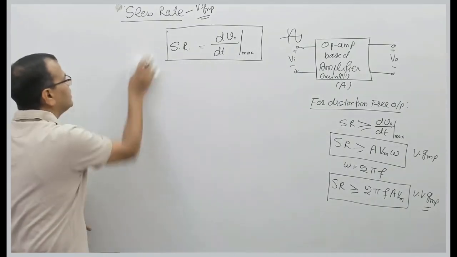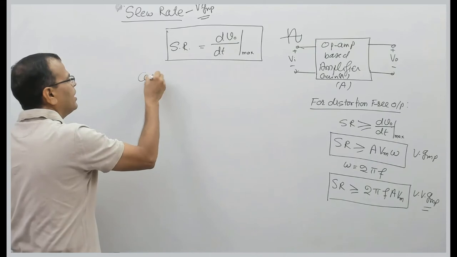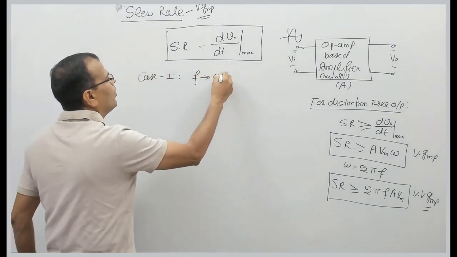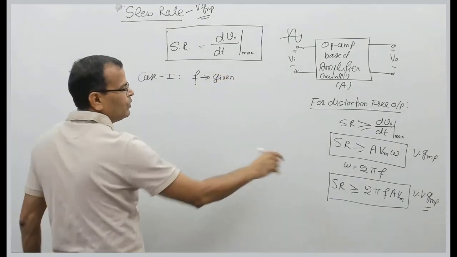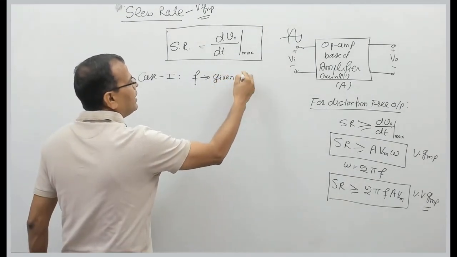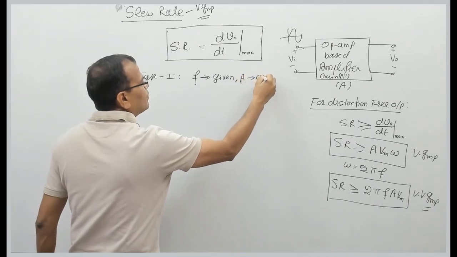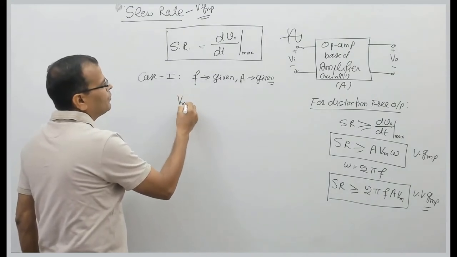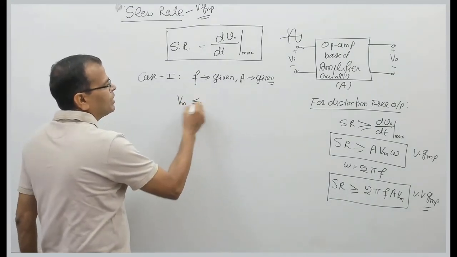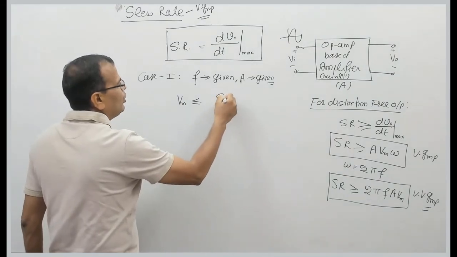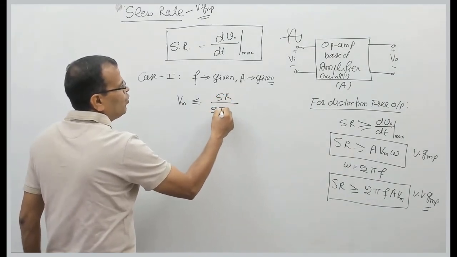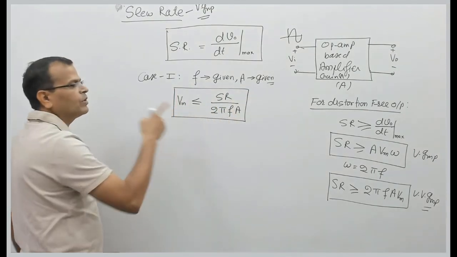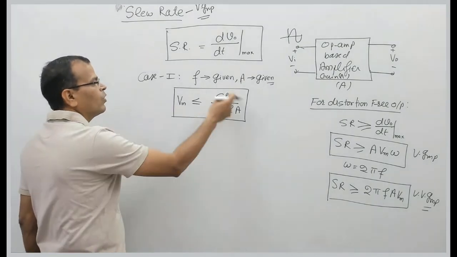What are the 3 cases? Case 1 is that frequency is given to you and A is given to you. Gain of the amplifier is given to you. Most of the times you will find gain is given. In that case, the amplitude of the input signal should be less than or equal to slew rate divided by 2 pi f into A. That is the limit on amplitude. So amplitude will be less than or equal to this quantity.